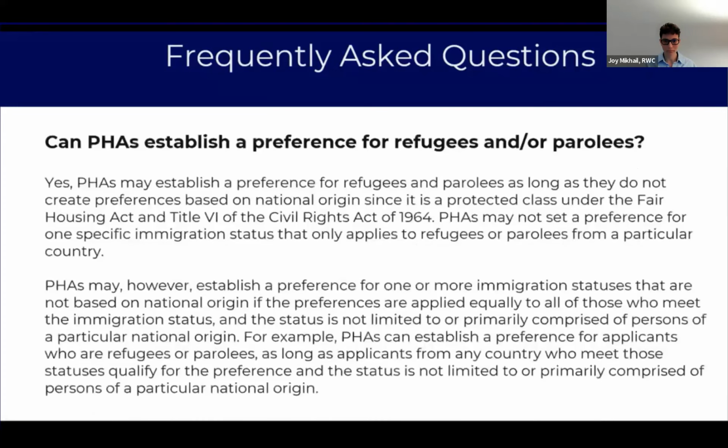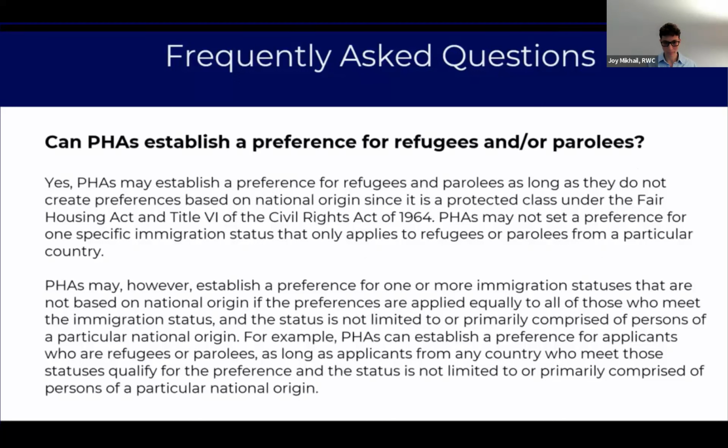Another frequently asked question is, can PHAs, public housing authorities, establish a preference for refugees and/or parolees? And this is the PHA's response: yes. PHAs may establish a preference for refugees and parolees as long as they do not create a preference based on national origin, since it is a protected class under the Fair Housing Act.